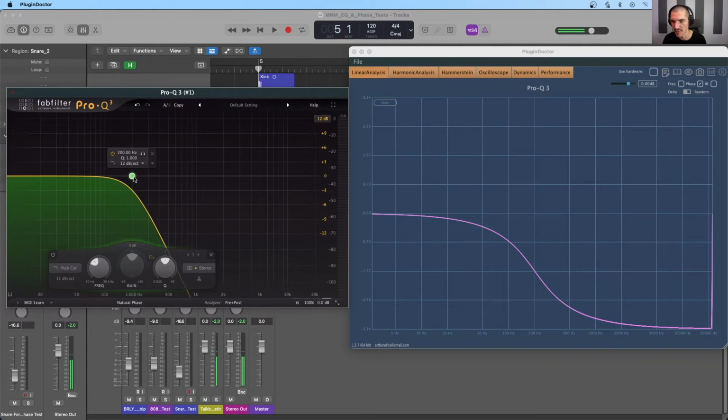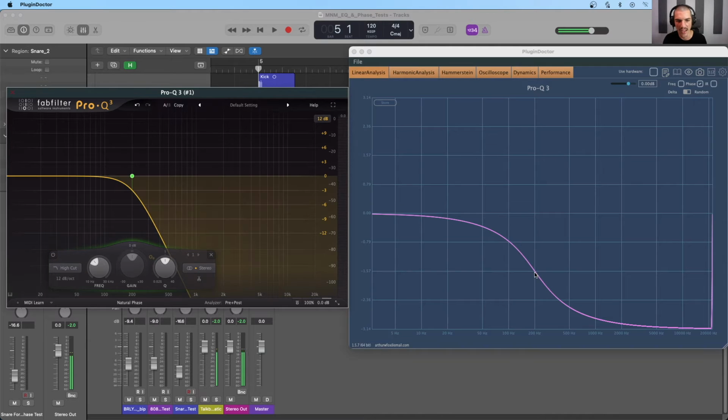So again, we have a cutoff at 200 Hertz. We have a negative 90 degree phase shift at the cutoff frequency. And then as we begin rolling off the frequencies, we will max out at about negative 180 degrees here. So now let's look at what happens when we increase the slope.